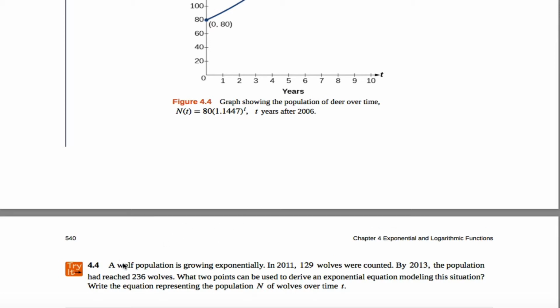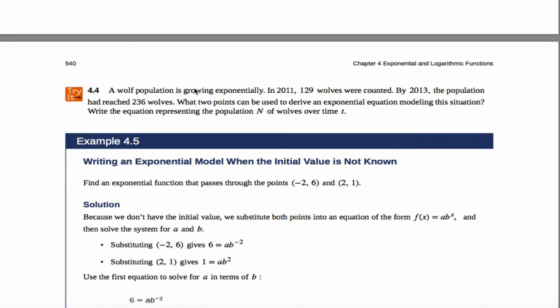All right, here is Try It 4.4 from PreCalculus OpenStax. Essentially what's going on in this problem is you are given two data points and told that you have an exponential function and told to come up with that function. And it actually goes a step further. There's two flavors of that type of problem, an easy type and a hard type.